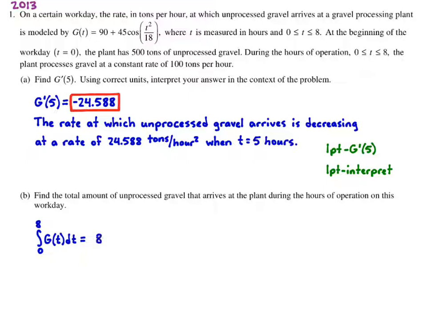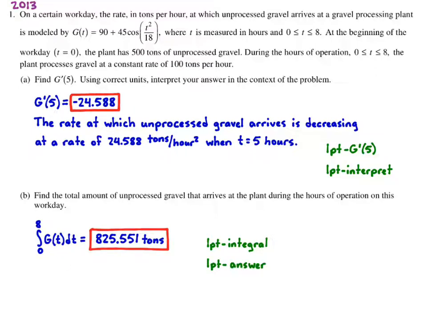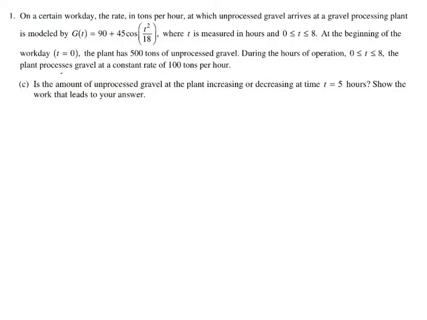And so we type that into our calculator, and we end up with 825.551. And then that would be tons. So that's our answer for part B. And you would get 1 point for the integral. So having the correct expression here, the integral from 0 to 8 of g of t dt, and then 1 point for your answer for part B. All right, looking at part C now.